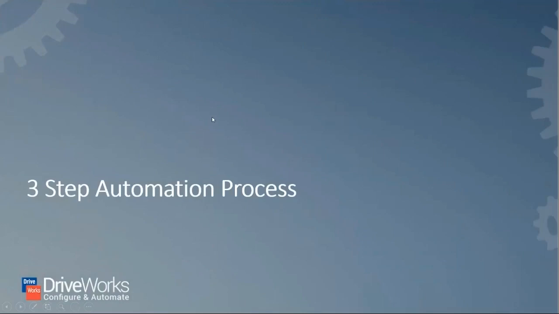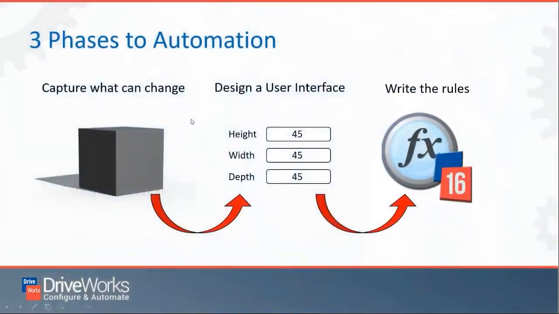Now, what I'm here to show you though is how easy it is to set up automation in DriveWorks. I'm going to be talking about DriveWorks Solo in particular, but there's 3 main steps or phases to every automation project, and it pretty much is always the same. Phase 1 is capturing what you can change. So this is capturing information in a SOLIDWORKS model. Phase 2 is developing the user interface. And phase 3 is writing out the rules.